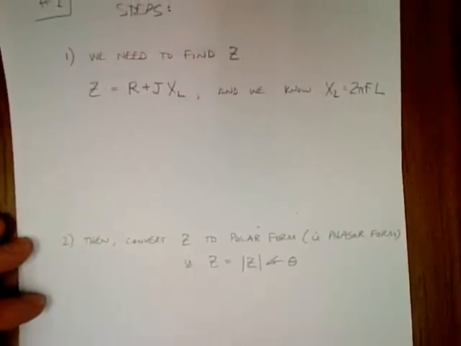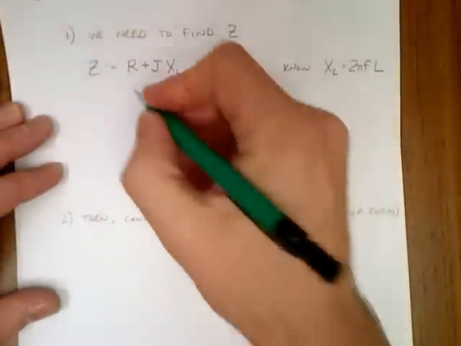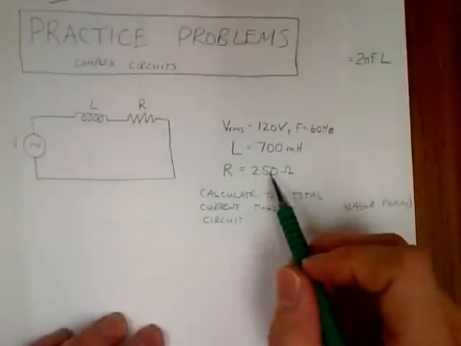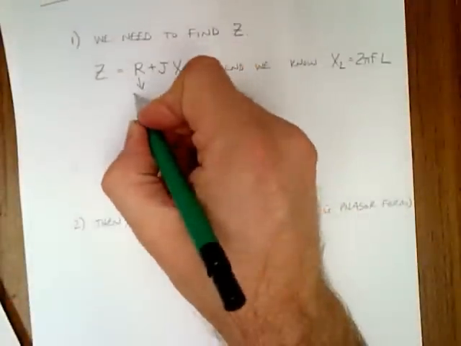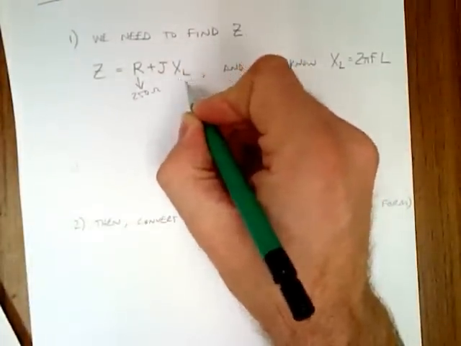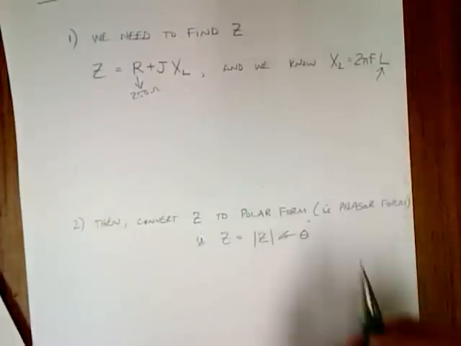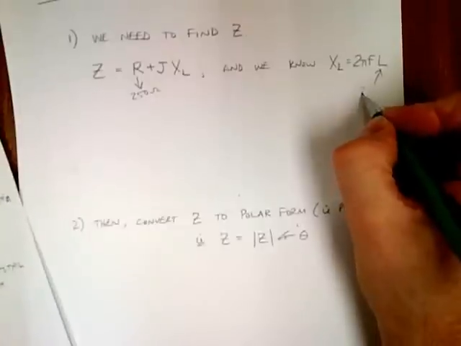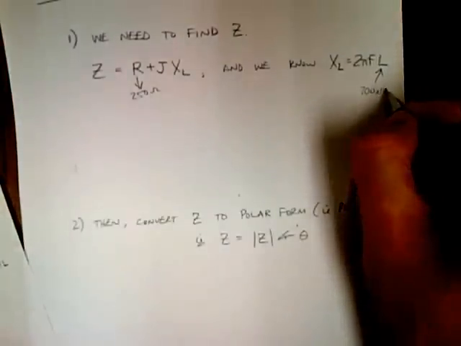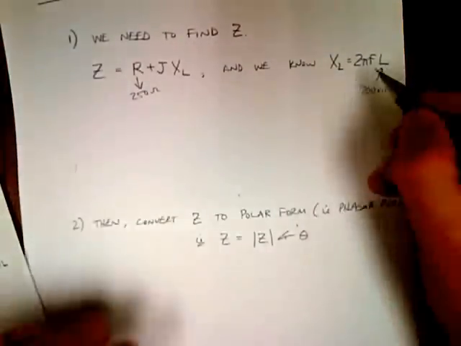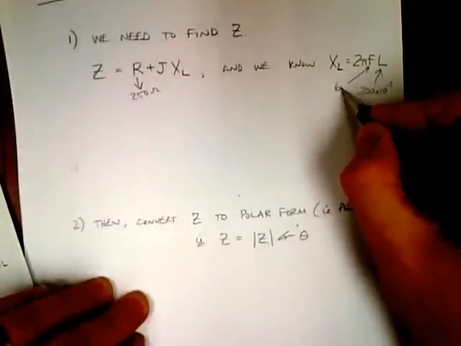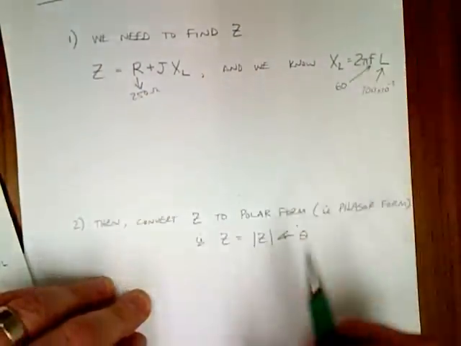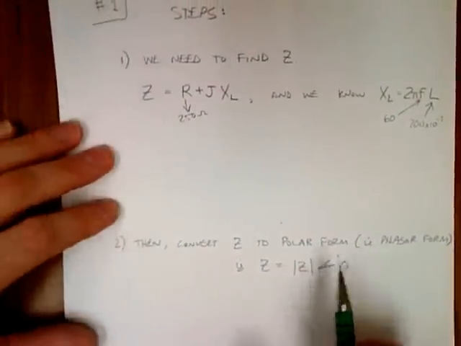So step one is back here. R, they gave that to us already. That was, what was it? 250 ohms. And we don't know X yet. We know L though. We know L was given to us as 700 millihenries. So 700 milli, like that. F was given to us, 60. We know what pi is. Everything else we can work out. So we're going to do that.